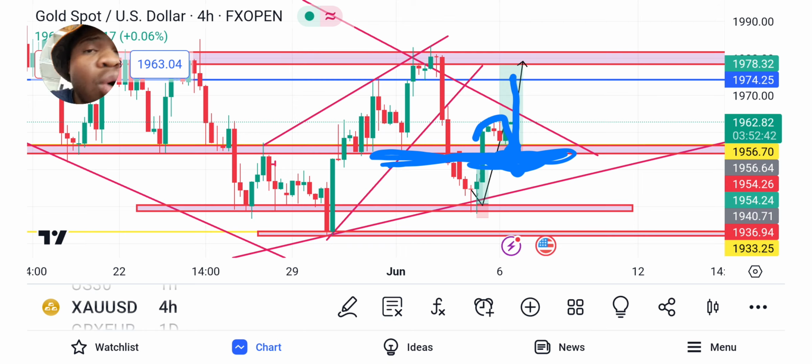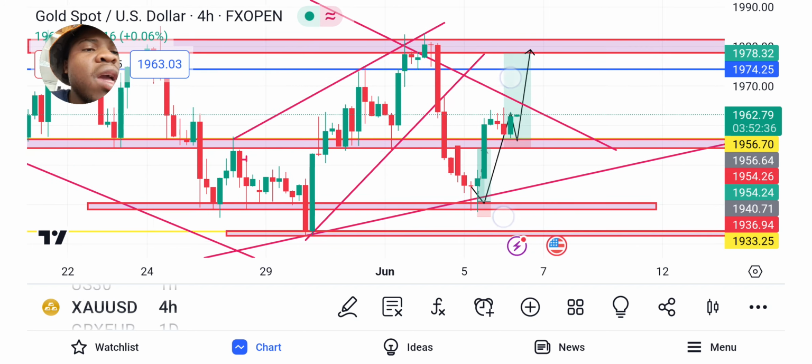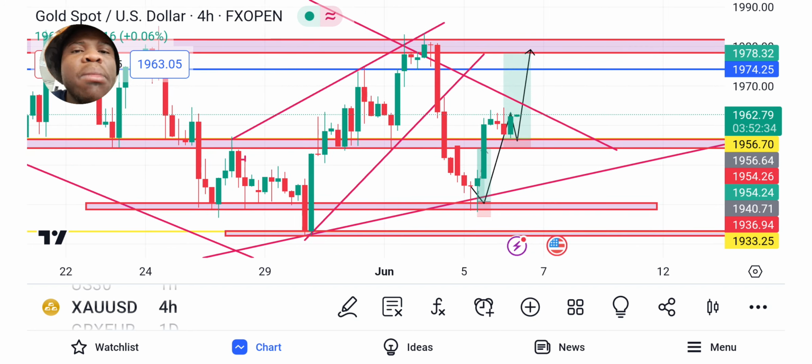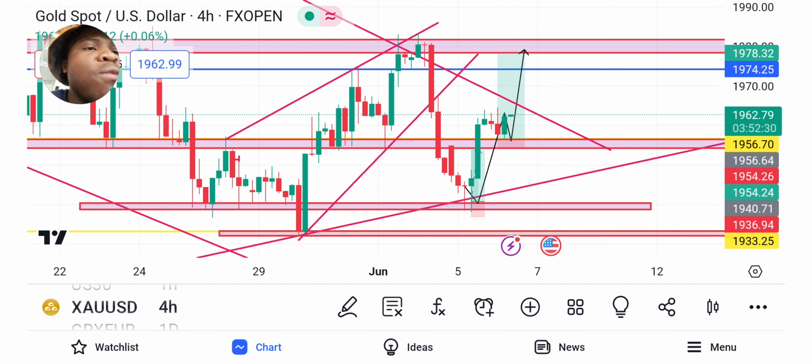So again, I'm still holding the market because the market currently is respecting my setup, guys. As you can see, I'm still holding and it's still showing me bullish. It's still showing me buys opportunities. As you can see, on a 4-hour time frame, it's a buy opportunity. Hopefully on a 1-hour time frame, it's going to show me the very same thing.